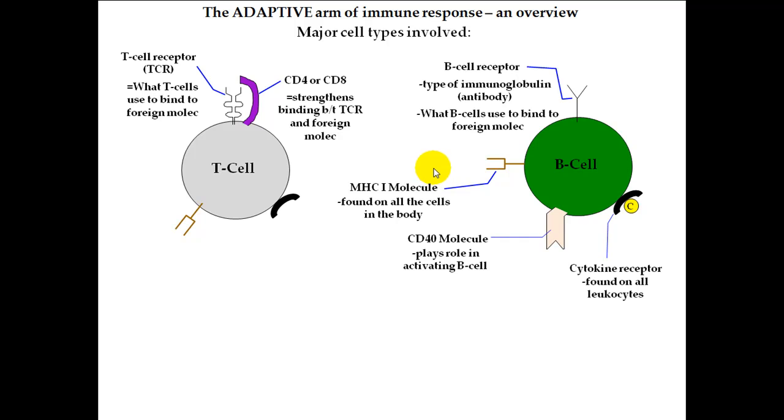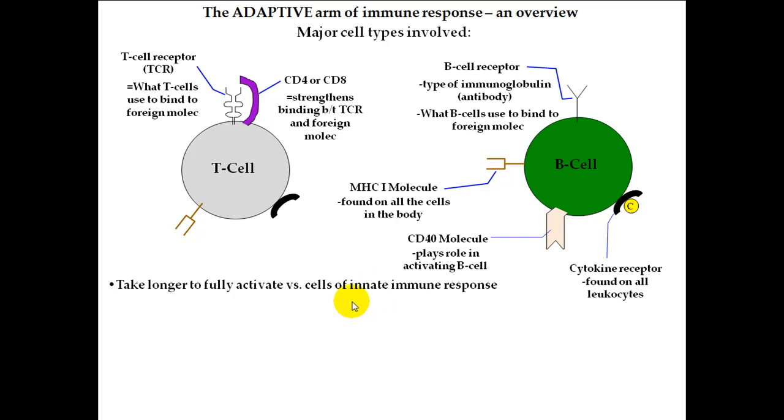What we're taking a look at here are some of the major molecules that you find on the surface of T cells and B cells. If you're going to make some general descriptions about T cells and B cells, particularly how T cells and B cells differ from cells of the innate immune system, here are those general statements.